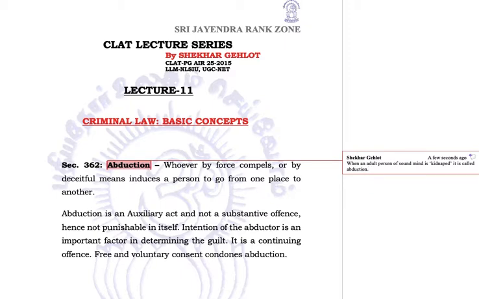When an adult person of sound mind is kidnapped, it is called abduction. We do not call it kidnapping. Why? Because kidnapping is only of kids, those who are minors or of unsound mind. But when a similar thing happens, when someone illegally makes an adult person go from one place to another, it is called abduction. We use the word kidnapping only in common parlance because it is a more general word and people understand kidnapping more easily than abduction. But the legal term is abduction.